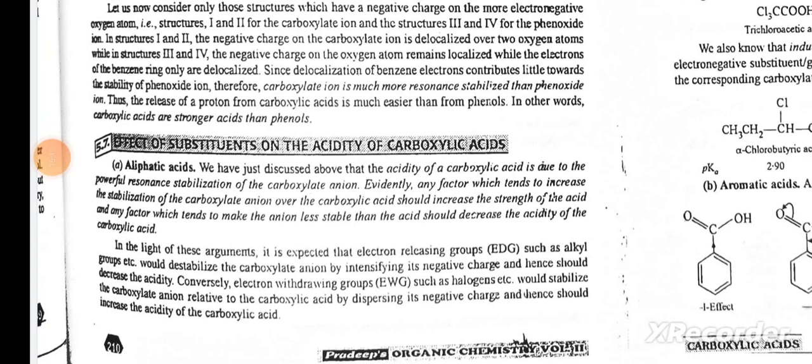In the light of these arguments, it is expected that electron releasing groups such as alkyl groups would destabilize the carboxylate anion by intensifying its negative charge and hence should decrease the acidity. Conversely, electron withdrawing groups such as halogens etc. would stabilize the carboxylate anion relative to the carboxylic acid by dispersing its negative charge, and hence should increase the acidity of the carboxylic acid.